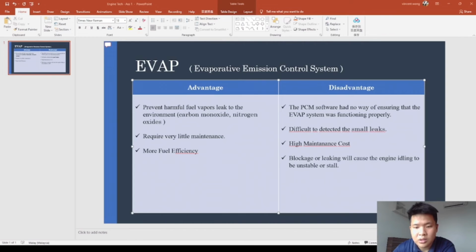Lastly, a blockage or leak will cause the engine idling to be unstable or stalled. For example, the canister purge valve sometimes will be choked by grease or charcoal particles. That's all for me. Thank you.